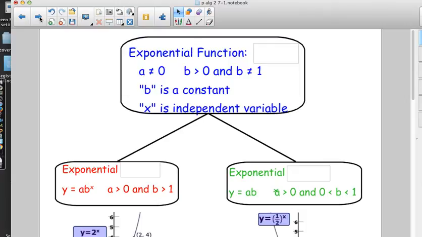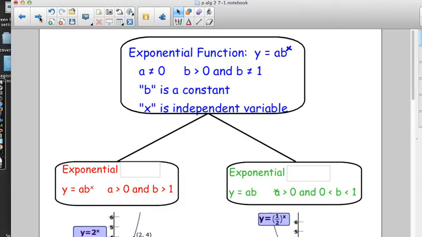So, bless you. Exponential function, y equals a times b to the x. I'll add that little x up there. That's what makes that exponential. A is not 0, because then it would just be a horizontal line. In fact, it'd be the x-axis at y equals 0. B is greater than 0, and b is not equal to 1. 1 does not create growth, because 1 to any power is just 1. It's not going to change anything. B is a constant, and x is called the independent variable. That's the reason when we made the tables, we were always putting numbers in for x, because those are the ones we get to choose.